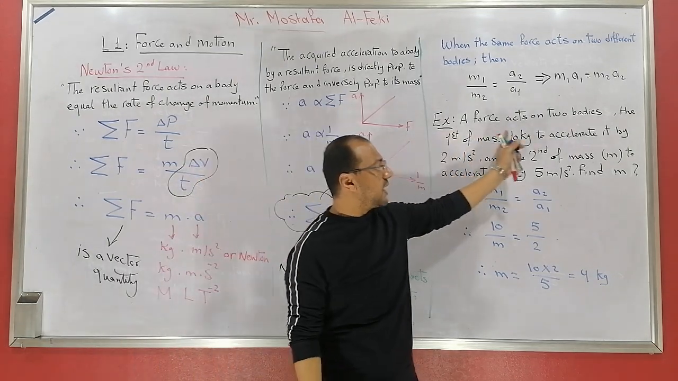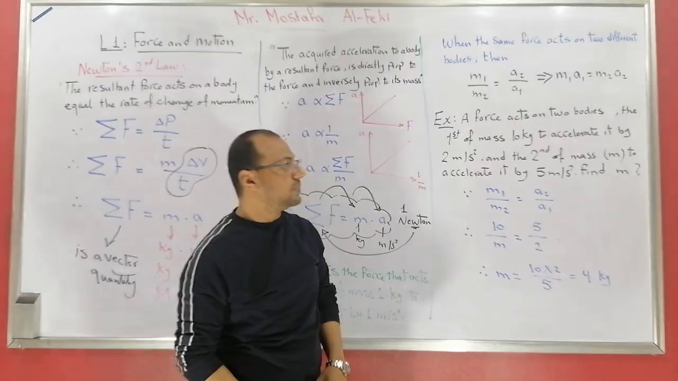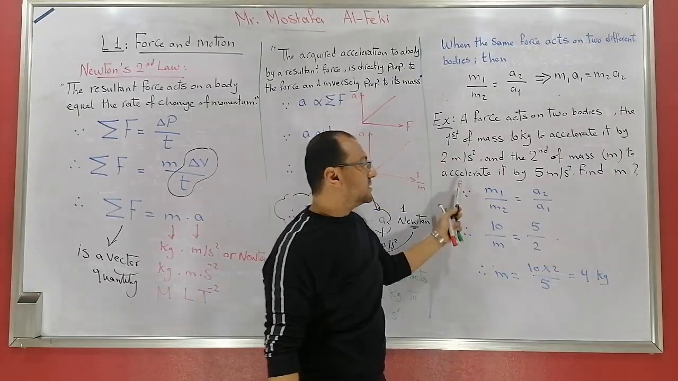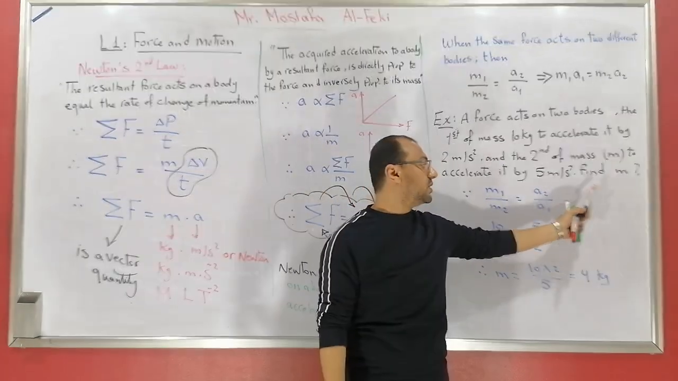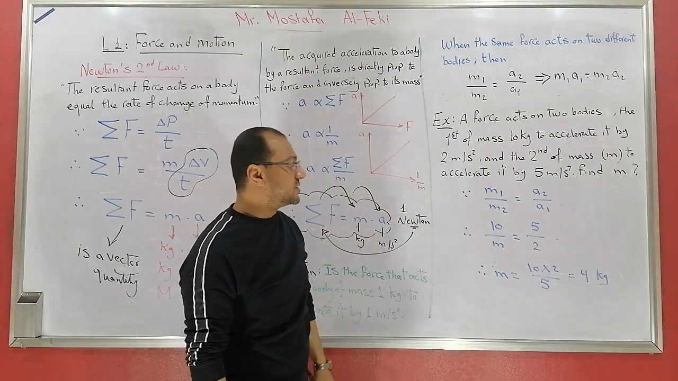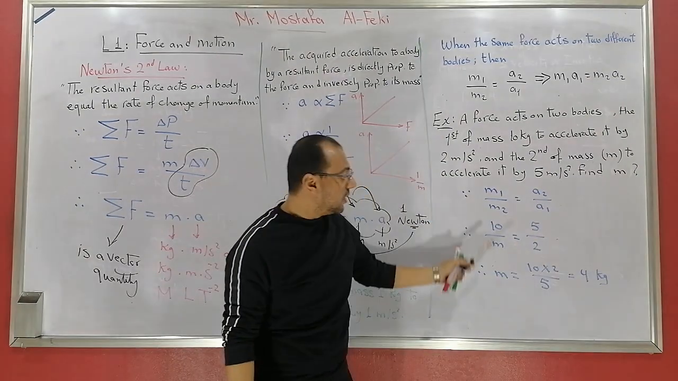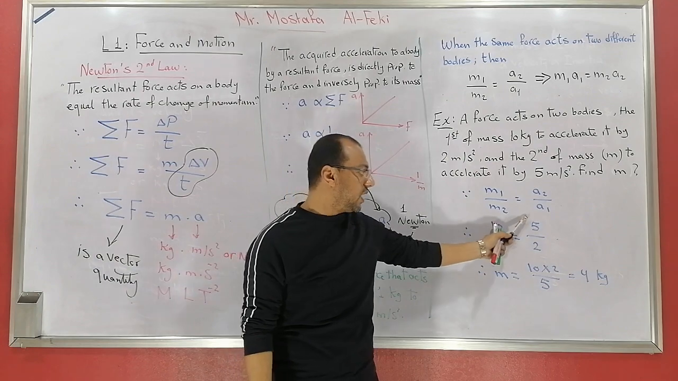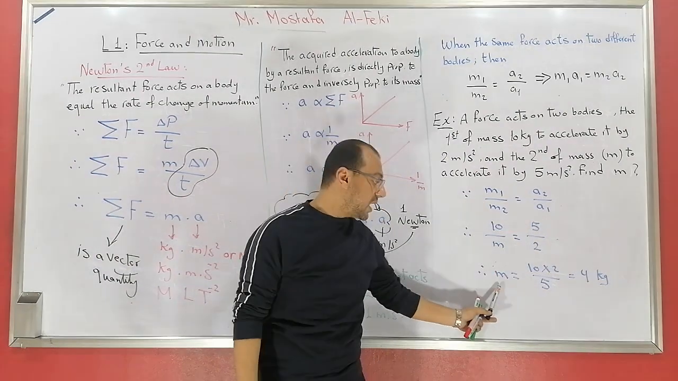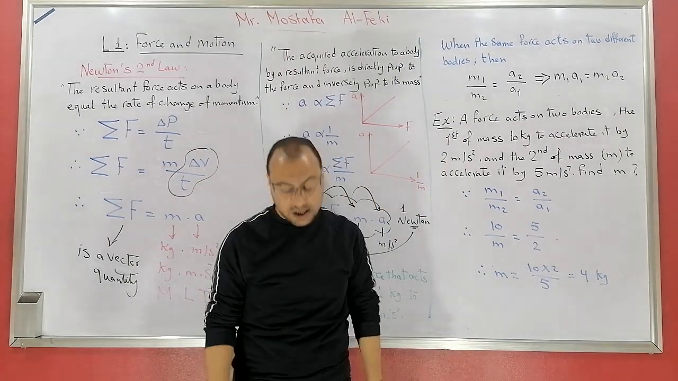Example. A force acts on two bodies. The first is of mass 10 kilogram and accelerates by 2 meter per second square, and the second is of mass m and accelerates by 5 meter per second square. Find m, the second mass. Using the previous relation, m1 divided by m2 equals a2 divided by a1. So 10 divided by m equals 5 divided by 2. Cross multiplication, then the missing mass equals 10 times 2 divided by 5, equals 4 kilogram.